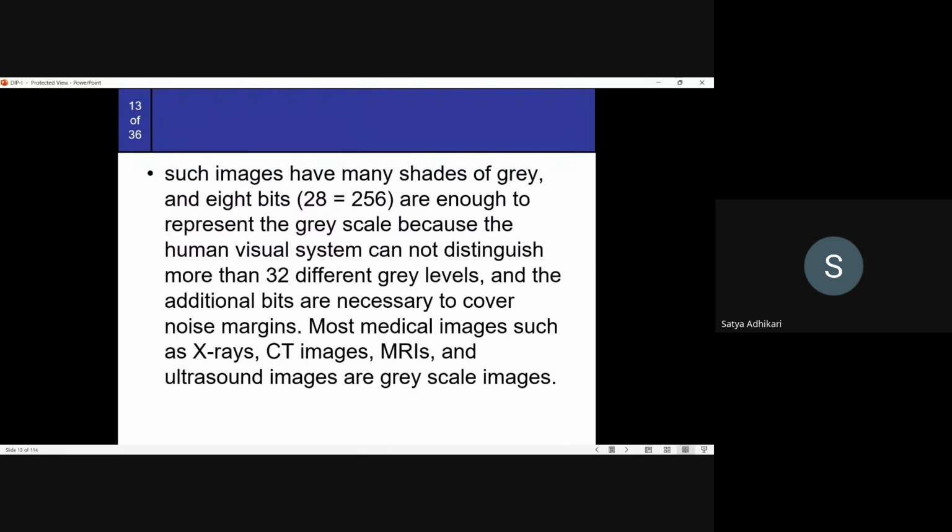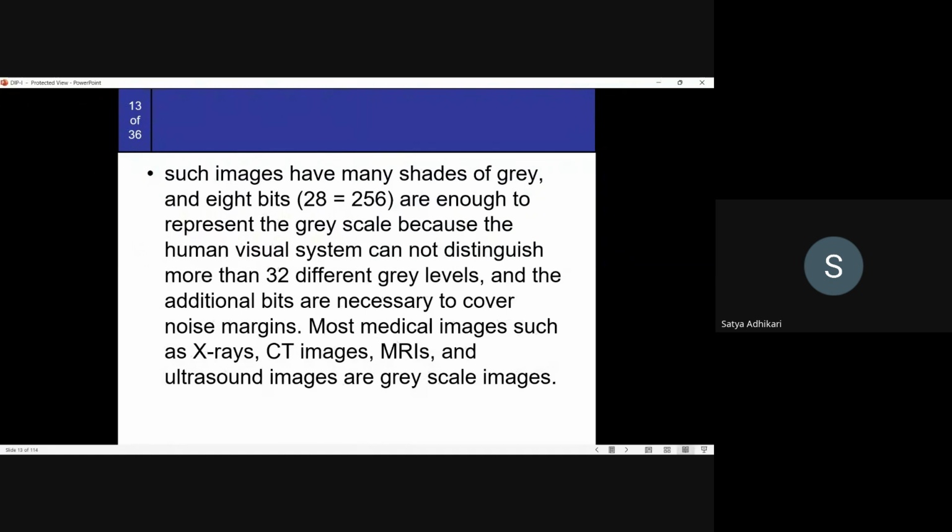So such images have many shades of gray and 8 bits. That is, 2 to the power 8, mistakenly written as 28. So it is 2 to the power 8, equal to 256 possible colors. We say it is only black and white, but actually the black and white binary color image is a representation of a maximum of 256 colors. That is different combinations of white and black color. So a maximum of 2 to the power 8, 256 are enough to represent the grayscale. That is, a gray image can be represented in 256 ways.